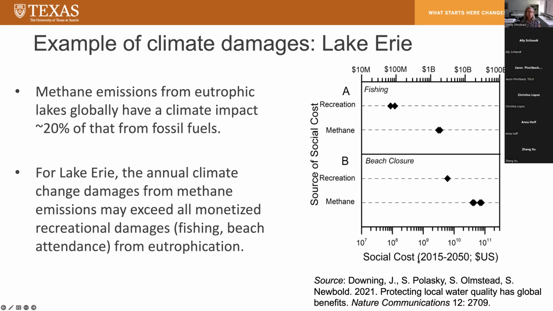On a global scale, methane emissions from eutrophic lakes have a climate impact that we estimate is about 20% that of emissions from combustion of fossil fuels. And for Lake Erie in particular, if we take one specific example and calculate those climate damages using estimates of the social cost of carbon, which is the economists' rule of thumb for what the damages are from 1 ton of emissions of CO2 equivalent, we calculate those emissions for methane from eutrophied Lake Erie as exceeding all of the other monetized recreational damages from eutrophication in that region. So that includes fishing and beach attendance, right? Those are the two major things that have been studied in that area.